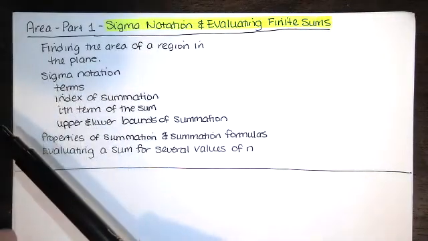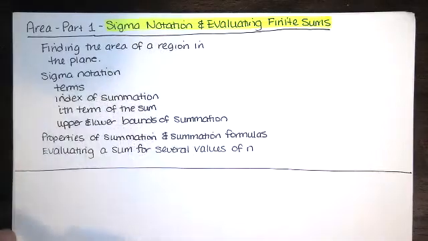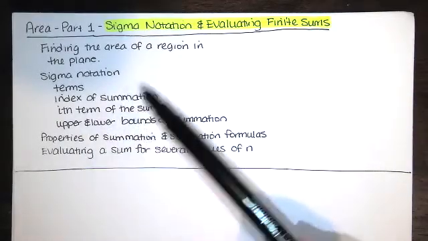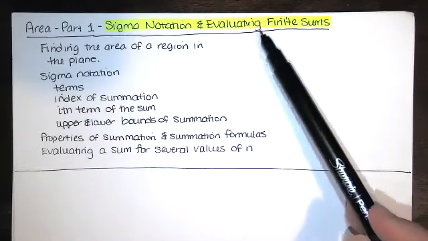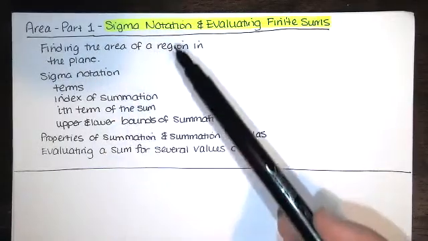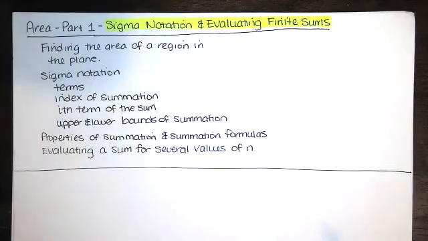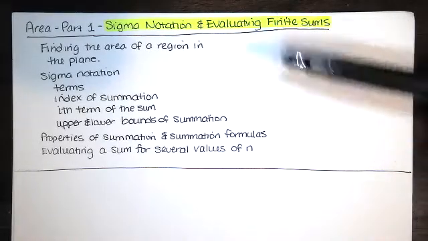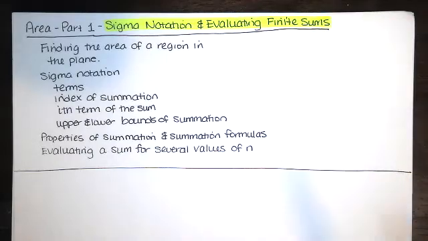And it might seem that finding this area of a region in a plane is completely unrelated to finding an antiderivative, but it turns out that they are intimately related through something called the fundamental theorem of calculus, which we're going to get to later. But for right now, we're going to focus on this idea of sigma notation and evaluating finite sums, because it's going to prepare us to find the area of a region in the plane. And then that will be eventually tied to the idea of anti-differentiation and integration in just a little bit. So it's going in that direction. We're getting there.